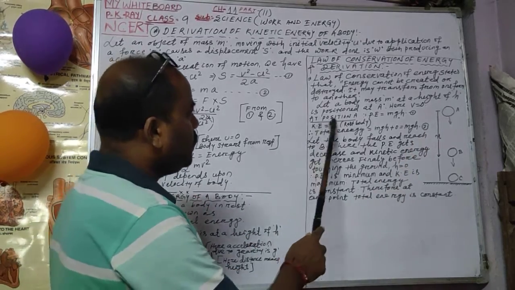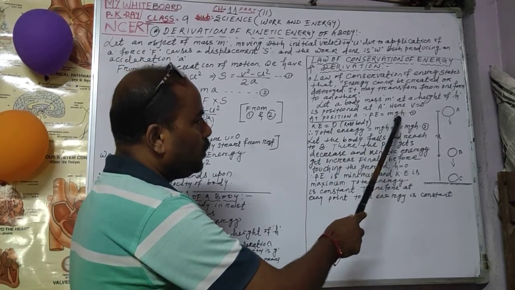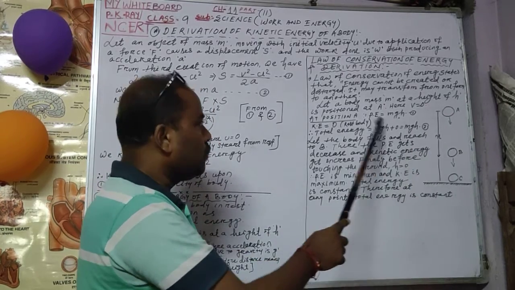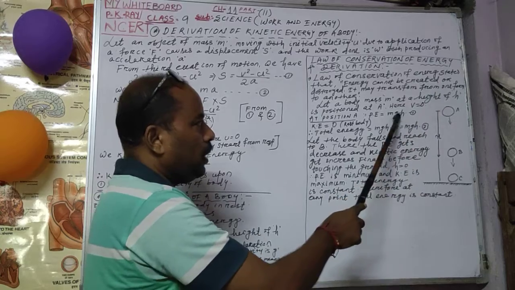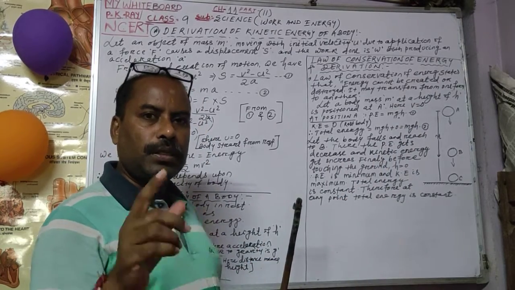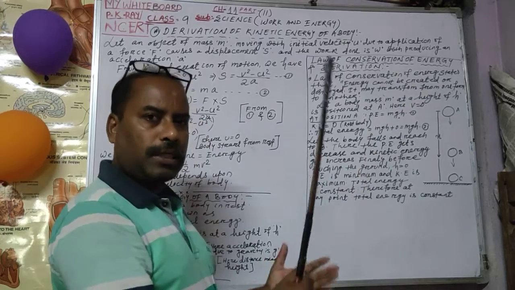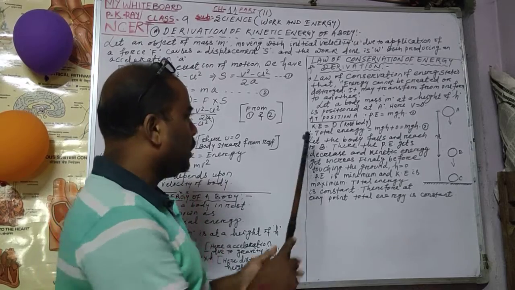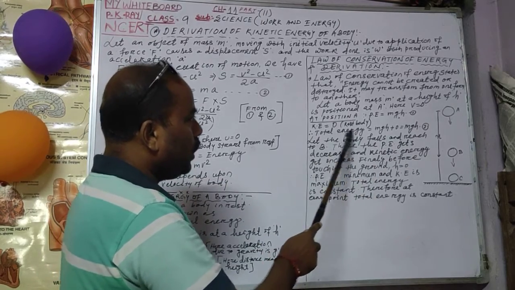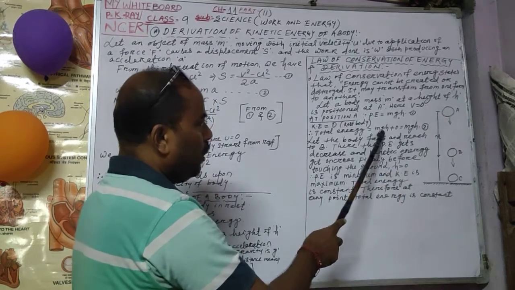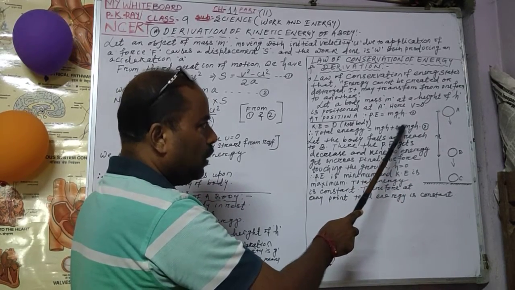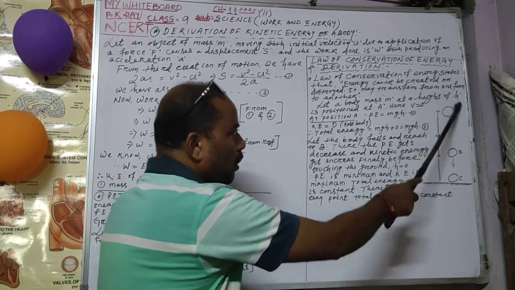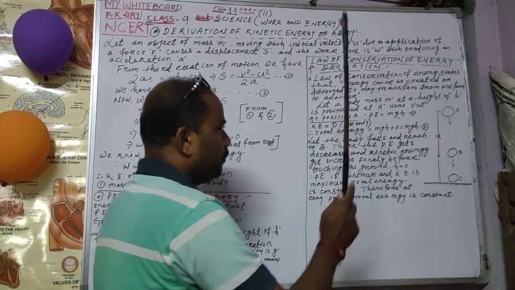At position A, potential energy is equal to mgh, because mass is there, acceleration due to gravity is there, and height h is there. That's why the potential energy of the body at rest will be mgh. But the kinetic energy will be 0, because the velocity is 0 for a body at rest. The kinetic energy formula is half mv squared, with v equal to 0, so kinetic energy in this position is 0. So the total energy at A is mgh plus 0, which is equal to mgh.